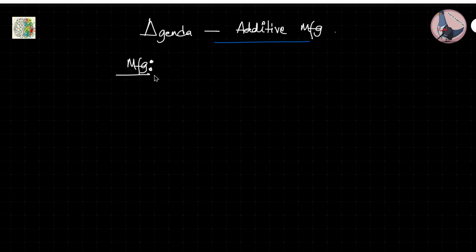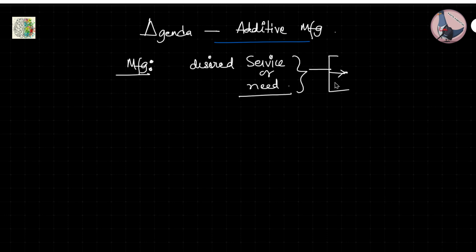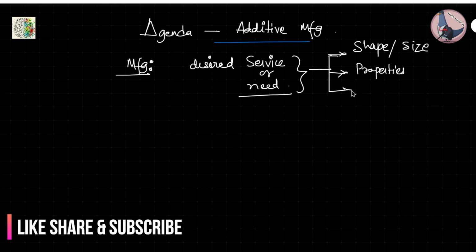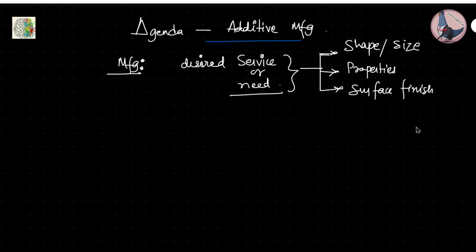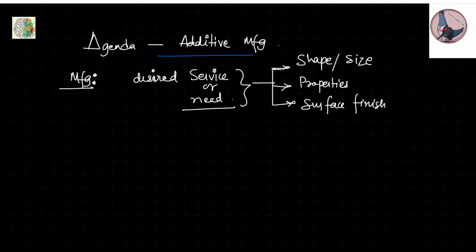The first portion is manufacturing. I guess you must know what manufacturing is. It is to make any product which meets our desired service or need. Now, this service or need is basically of three types. The desire can be in terms of shape or size, or in terms of mechanical properties like strength, ductility or brittleness, or in terms of surface finish. These are, in general, the very basic types of properties desired by users in day-to-day life.